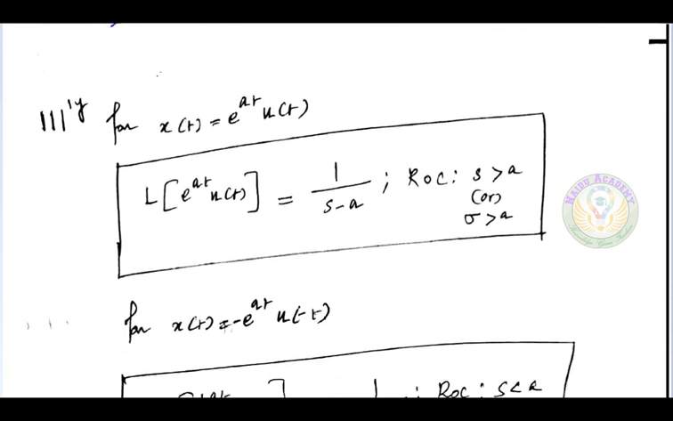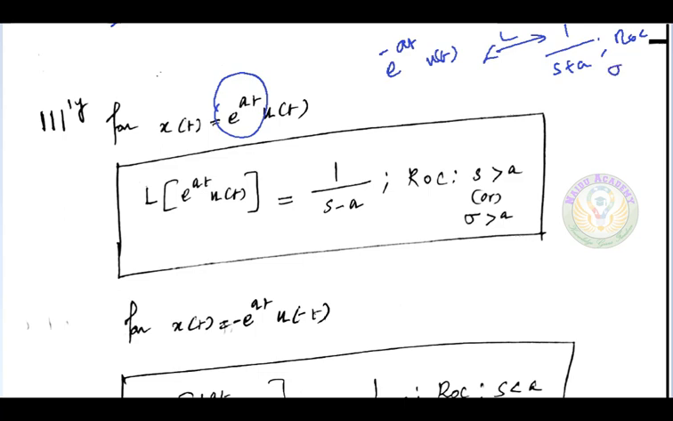Similarly, we can derive for e power plus at u of t. We already know that the Laplace transform of e power minus at u of t is 1 divided by s plus a, with region of convergence sigma greater than minus a. But wherever you had minus, you just put plus, and wherever you had plus, you just put minus. That's the thing. Because here you have minus, so put minus here, and here it is plus.